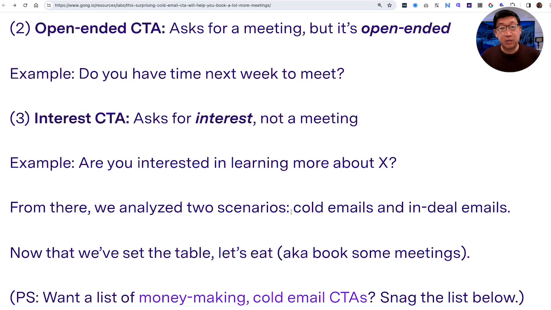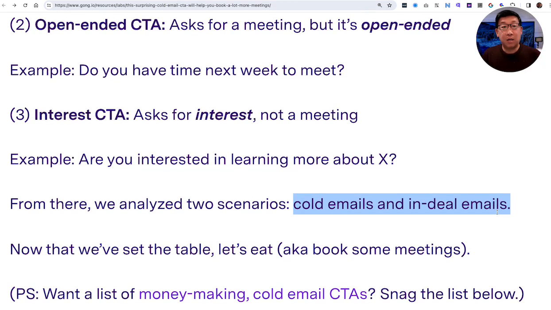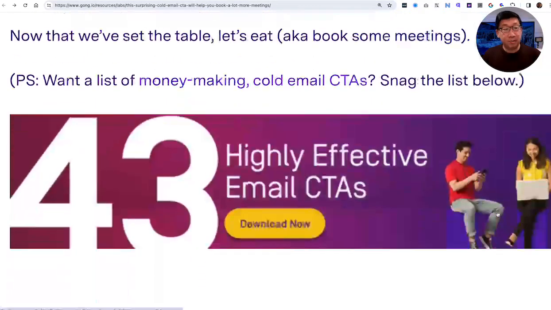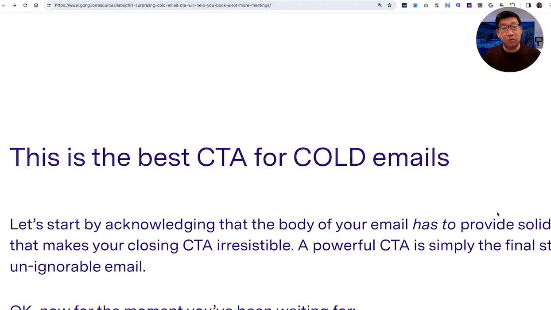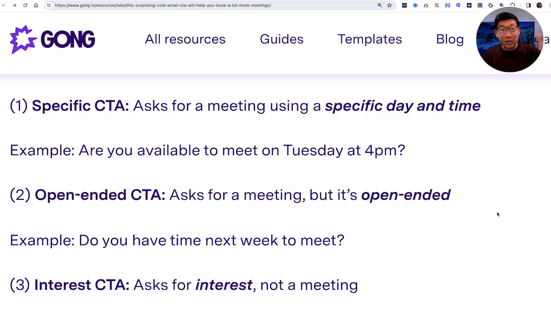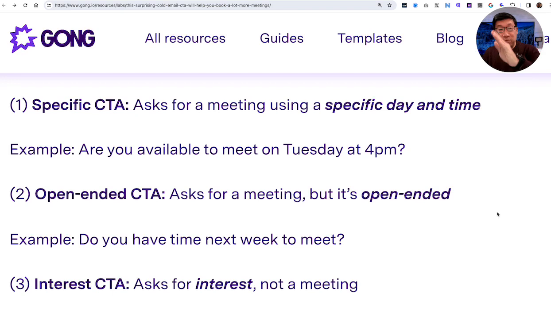There are two scenarios where they looked at these three CTAs. One is the complete cold outreach emails, and the second is after it goes from a lead to a prospect, in deal conversations. Once you're in that conversation, same thing: how do you get them into a meeting? So here are the results. Before we go there, for the cold outreach, which do you think would win? Specific day and time, open-ended, or just, hey, are you interested in this thing?